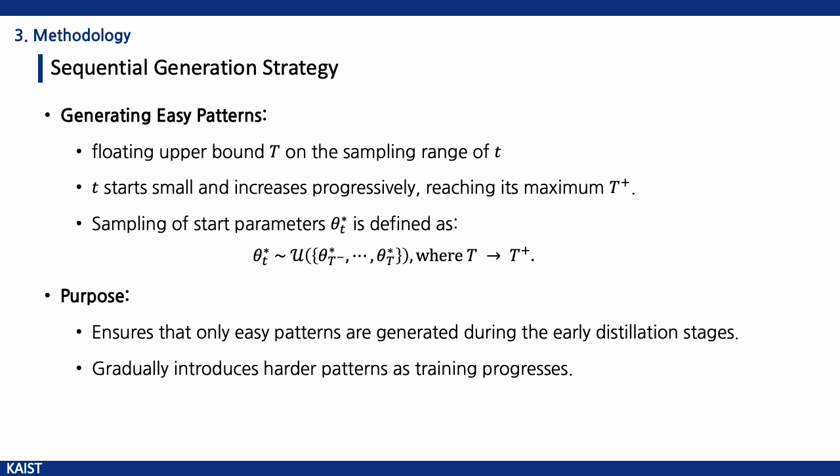In the sequential generation strategy, easy patterns are generated during the early stages of distillation by applying a floating upper bound T to the sampling range of t. Initially, the value of T is kept small, and it progressively increases over time, eventually reaching its maximum value T+. The star parameters theta t star are then sampled from a uniform distribution over the range T- to T, where T gradually approaches T+.